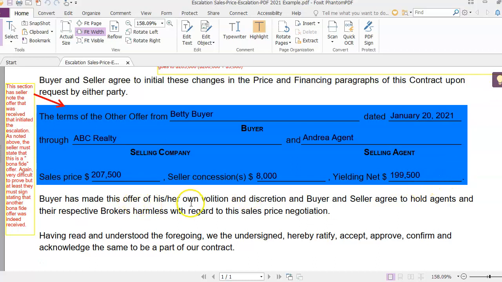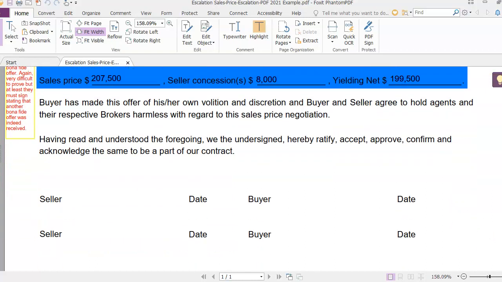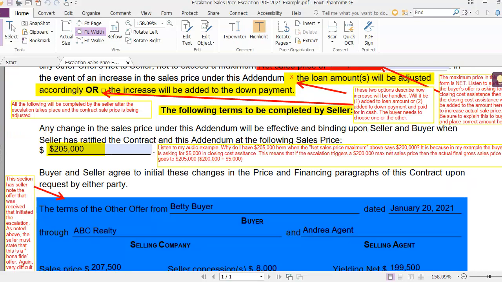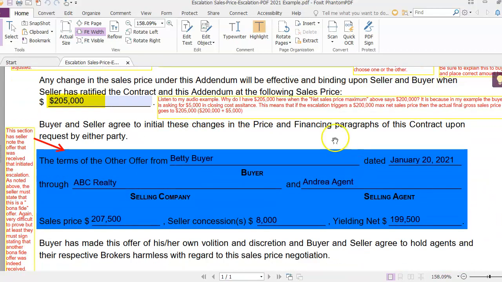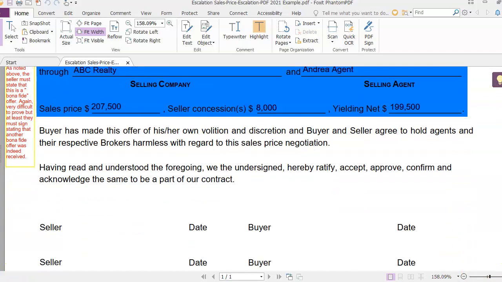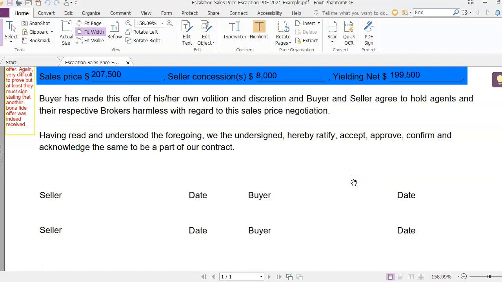Okay. Buyer made this offer of his or her own volition and discretion, and buyer and seller agreed to hold the agent harmless. And here's our little CYA form. And having read and understood the following, we make this part of our offer. It should be part of our offer and eventually the contract, but the seller and buyer initially, the buyer would sign this here only because that goes with the offer, and only this top portion would be completed. If it does win the day and the escalation was triggered, then the seller would fill all this out, and then the seller would sign, and then you'd also make the changes to the contract. Okay, so that's marked up.